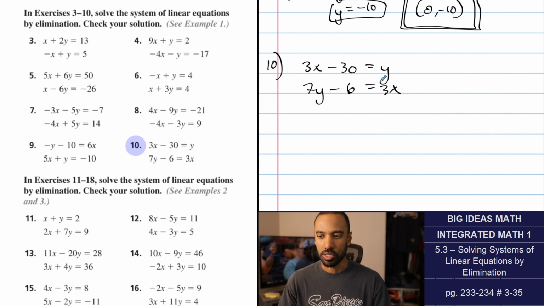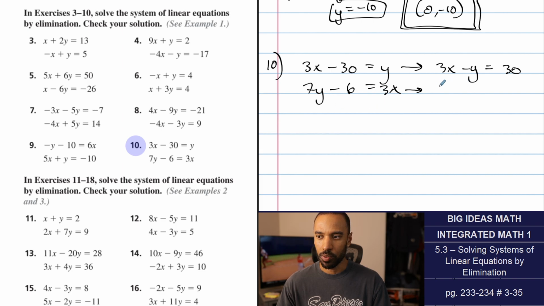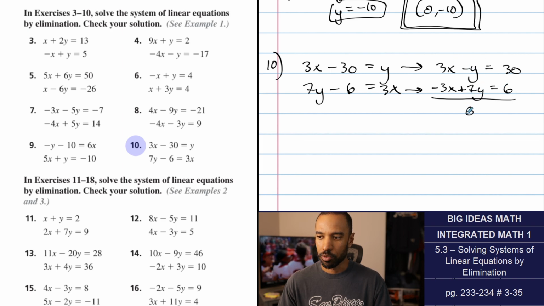Like I said, let's just do a standard form appearance thing. Let's say, keep the x on this side, 3x, subtract y over, and then add the 30 over to this side, like so. And then take this one, subtract 3x over, and that's good. You get additive inverses here. You have that positive 7y, and then add the 6 over to this side. Standard form, x's eliminate. Negative y plus 7y is 6y. 30 plus 6 is 36.